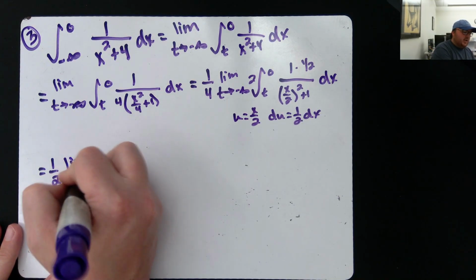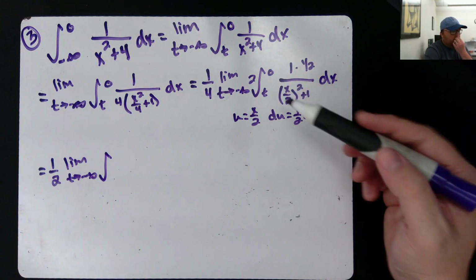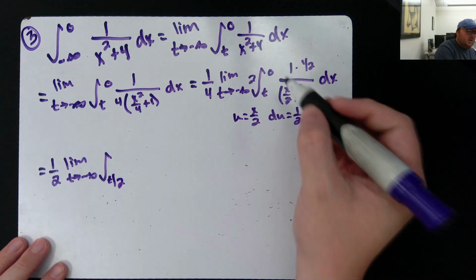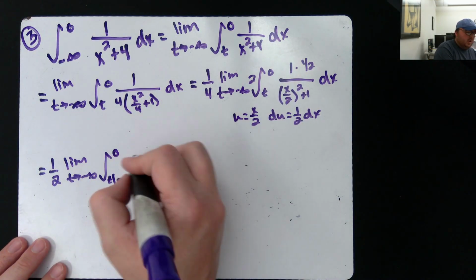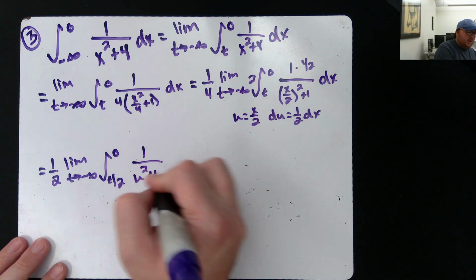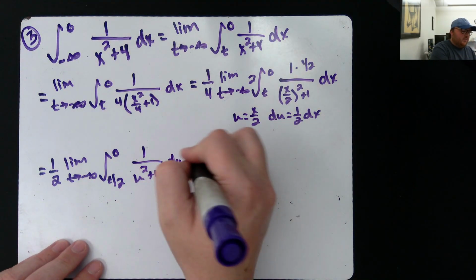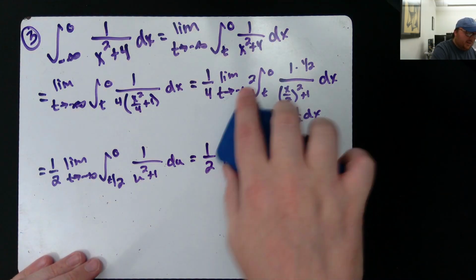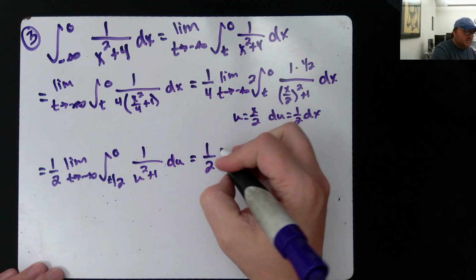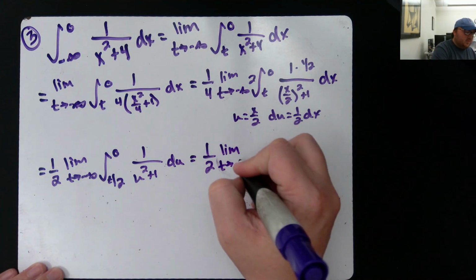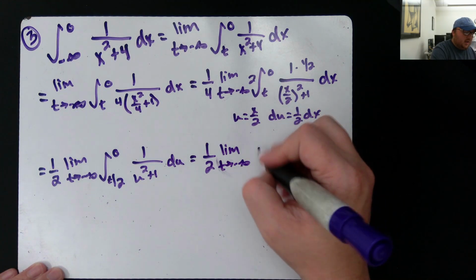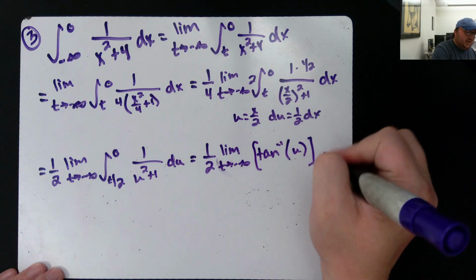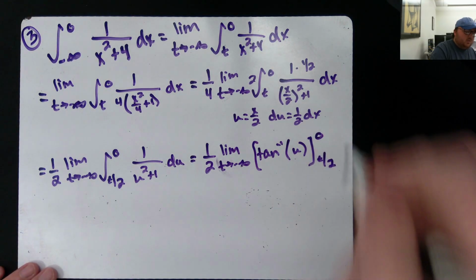Limit as t goes to negative infinity of, plug both of these into the u, so this would be t over 2. 0 over 2 is still 0, of 1 over u squared plus 1 du. Now I know that is inverse tangent. Limit, I keep forgetting the limit. Don't forget the limit. Of inverse tangent of u from t over 2 to 0.